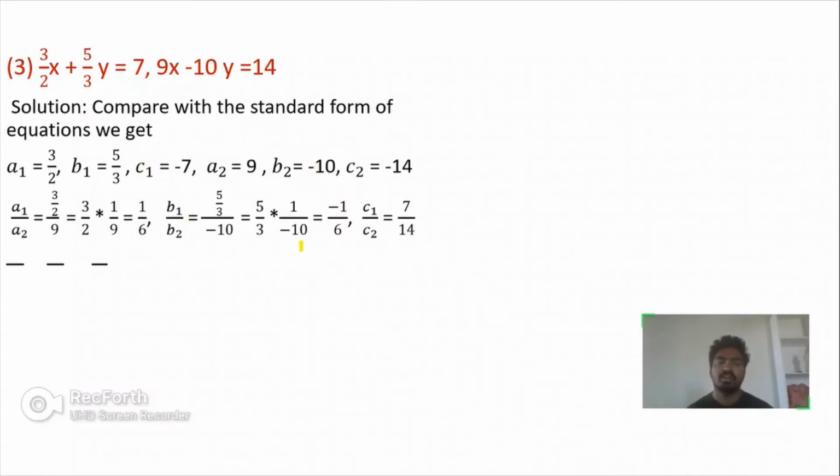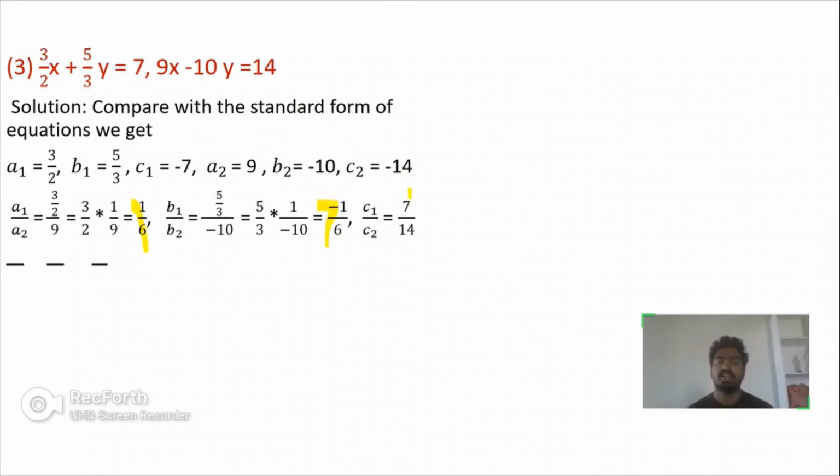So 5 by 3 into 10, which is equal to minus 1 by 6. Again, C1 by C2 is equal to minus 7 by minus 14. So 7 by 14 cancel, 1 by 2. Okay. So here we observe A1 by A2 is equal to 1 by 6 and B1 by B2 is equal to minus 1 by 6 and C1 by C2 is equal to 1 by 2.